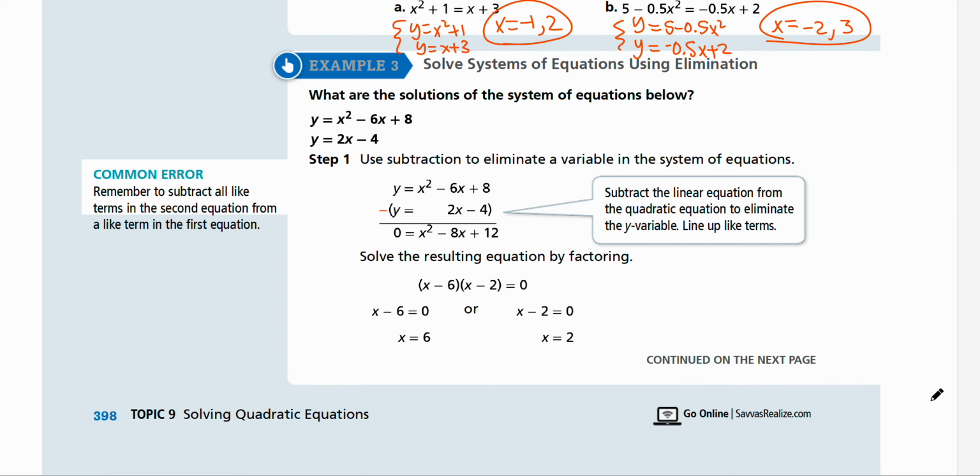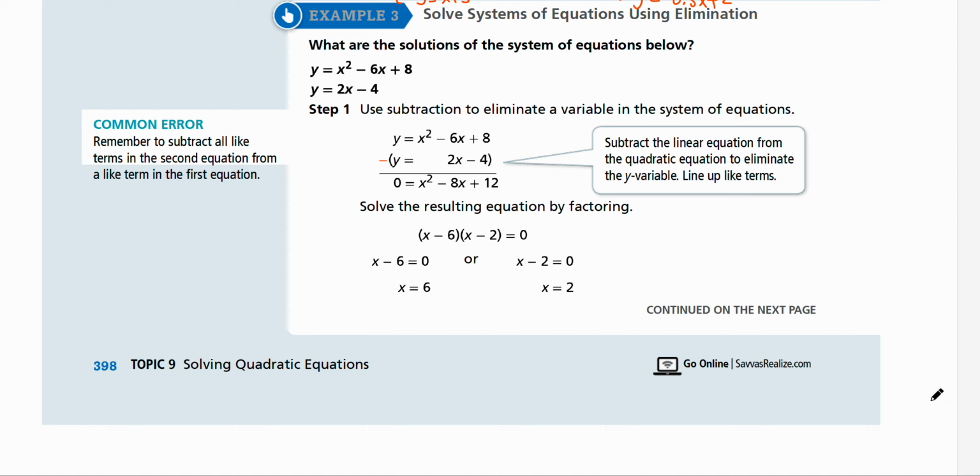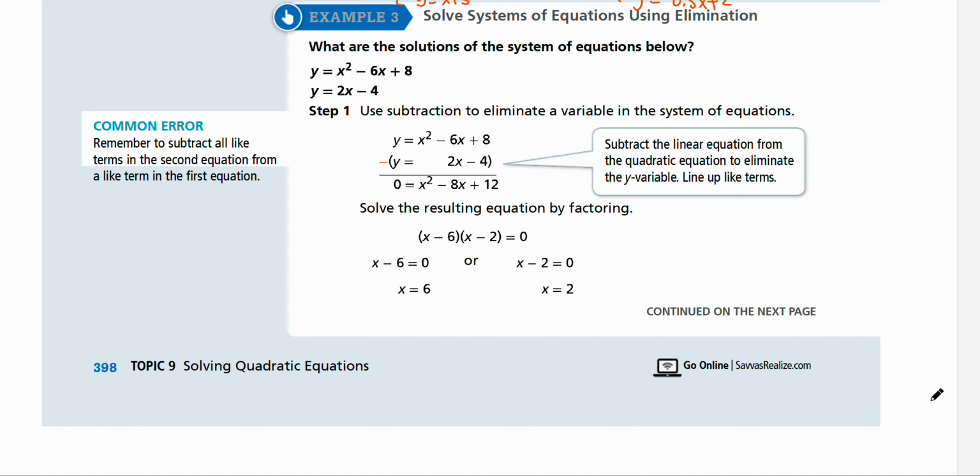We're going to solve systems of equations using elimination. So remember how we use the elimination method for solving systems of equations for linear equations? We do the same thing. So let's see how we can use this method. What are the solutions for the system of equations below, where we have one quadratic equation and one linear equation? Same thing, you can eliminate a variable by adding or subtracting the whole equation.